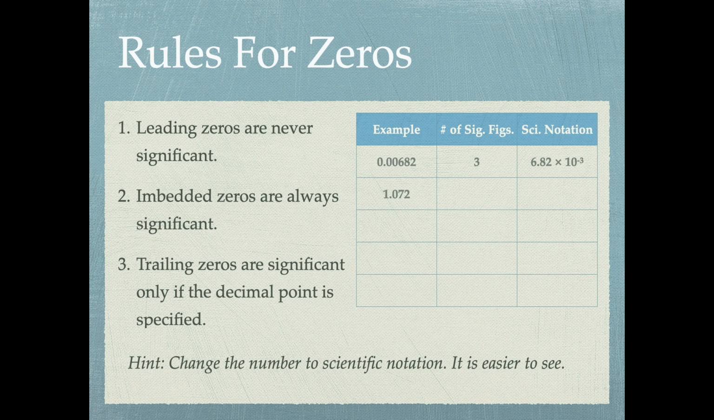Okay, here's another one. 1.072. How many sig figs are in 1.072? Every single one is significant. The 0 is significant because it comes between 2 other numbers. Okay, you really did measure out to 1.072. Okay, there's 4 sig figs there.